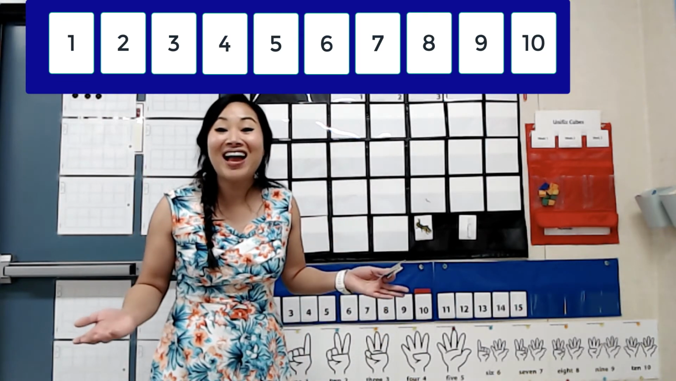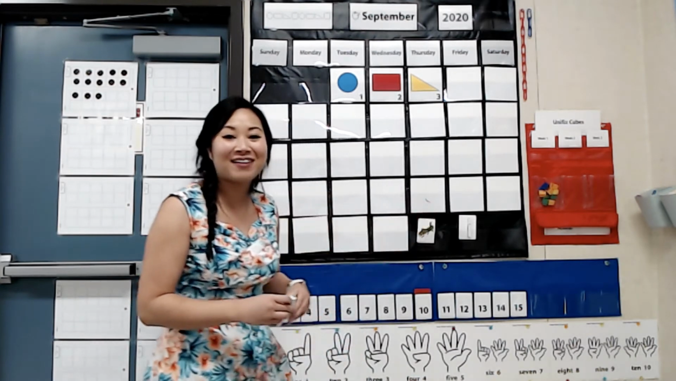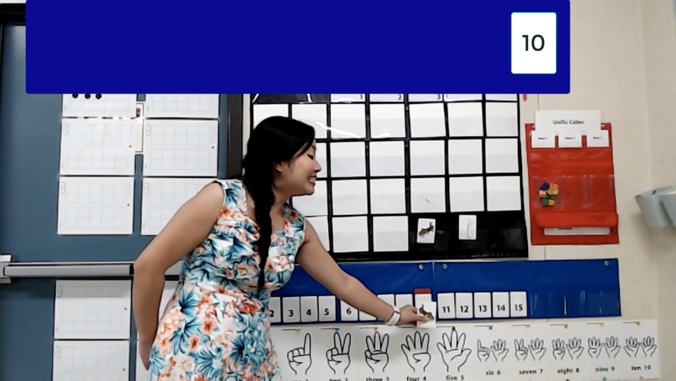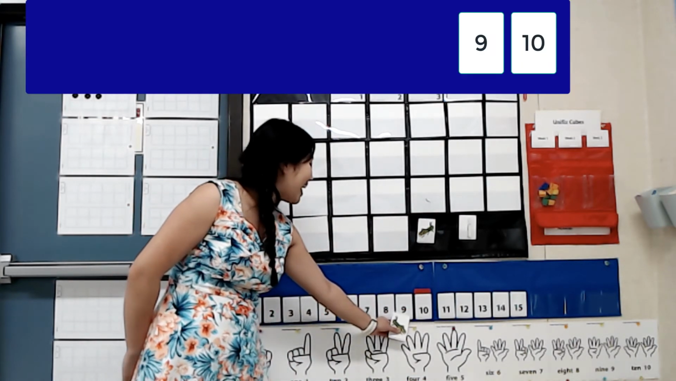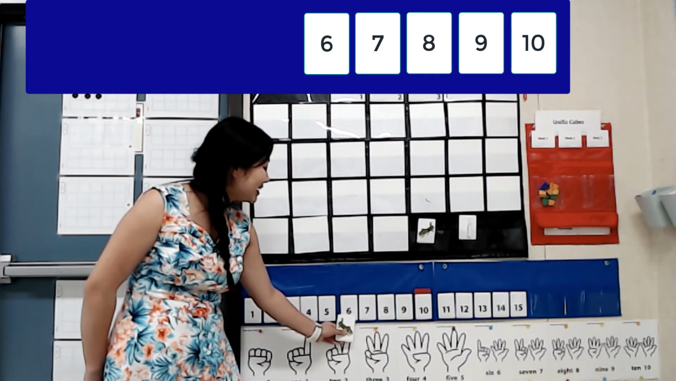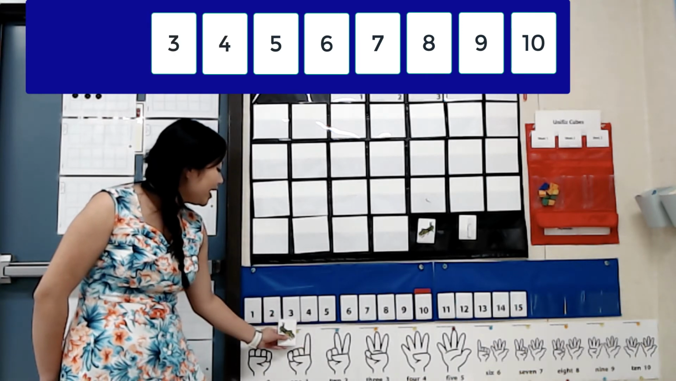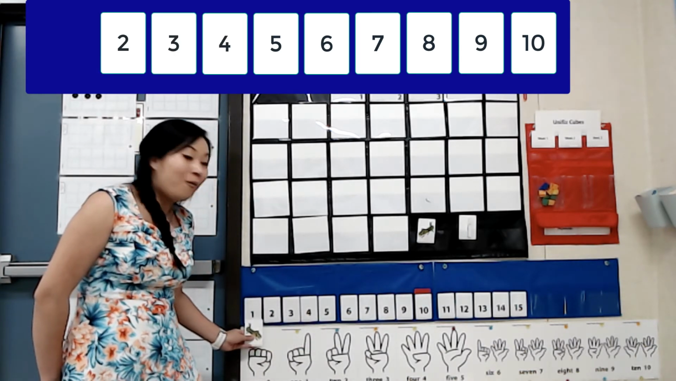Great job, friends. What's that? It's Hap's turn. He said let's count backwards now. 10, 9, 8, 7, 6, 5, 4, 3, 2, 1.